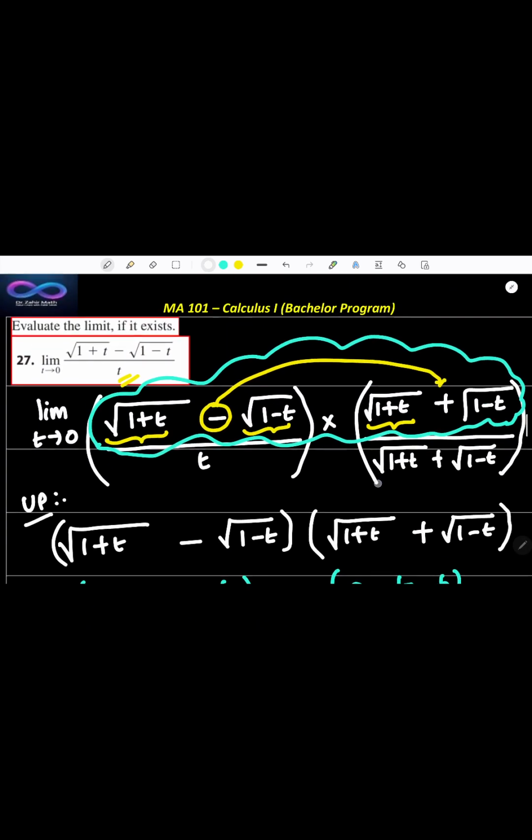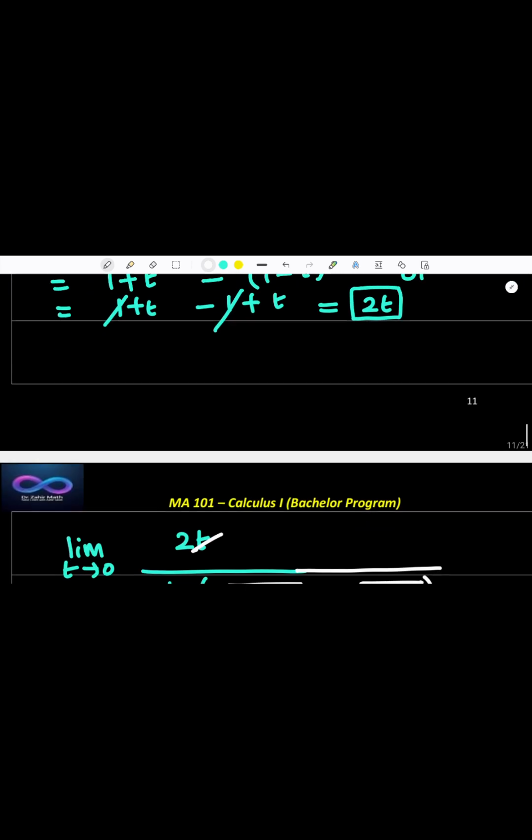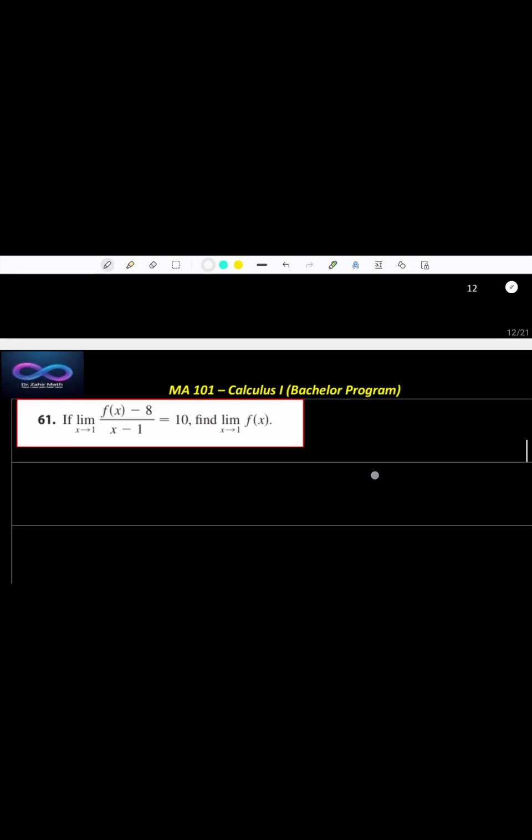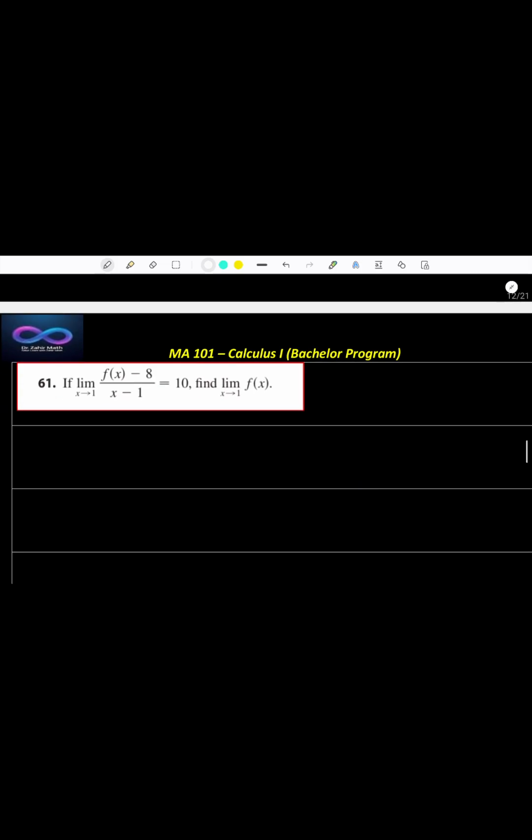Every time the teacher says it's easy. For us it's not easy. The only thing is algebraic calculation. That's it. Next we are going to do one different problem. It's so easy again. It's a different problem.